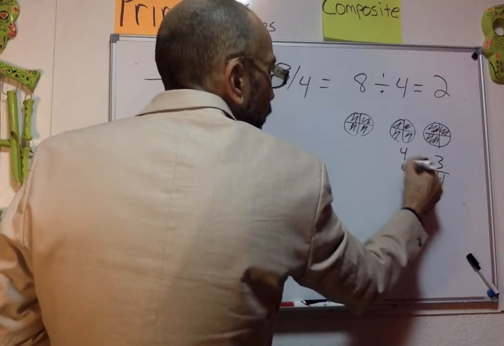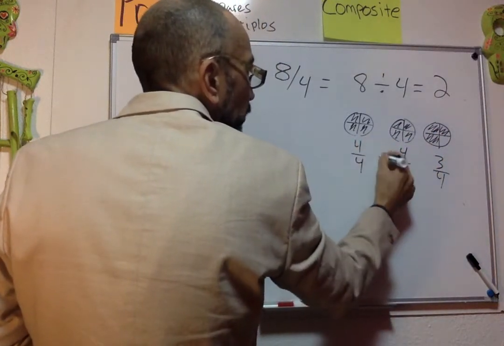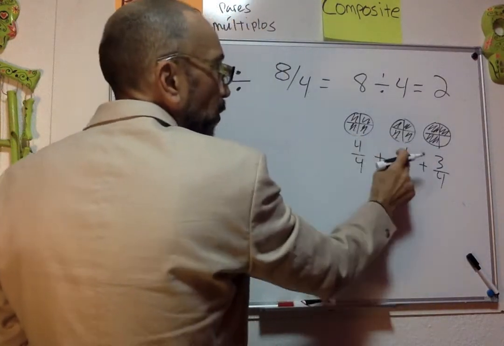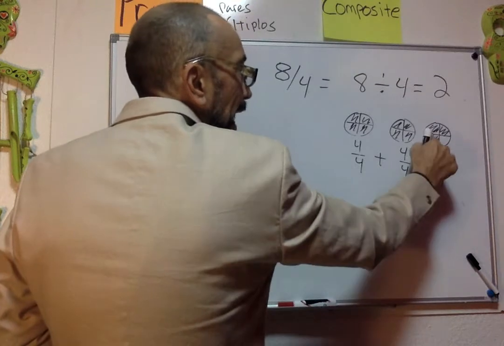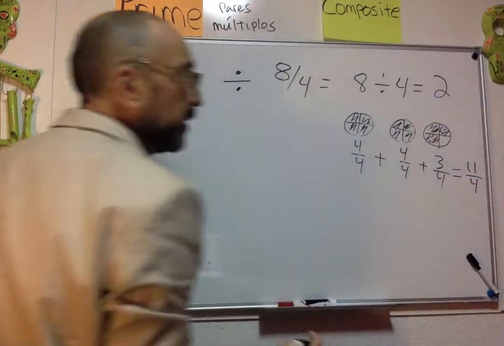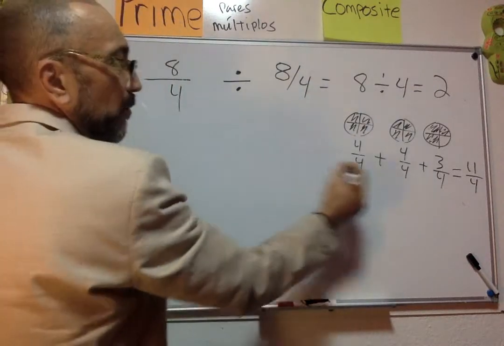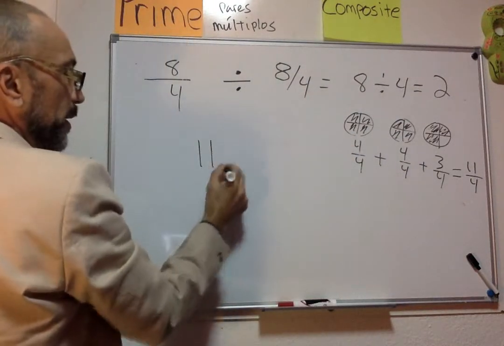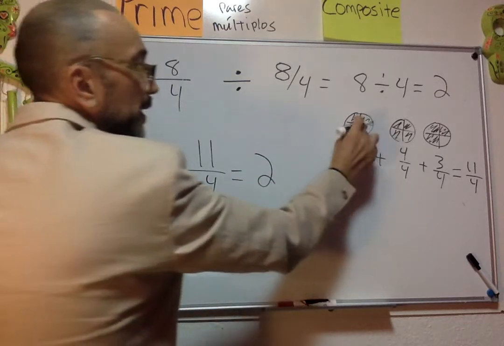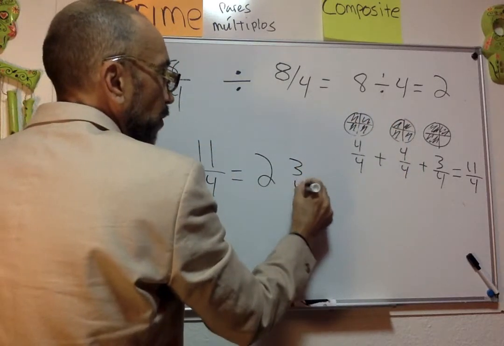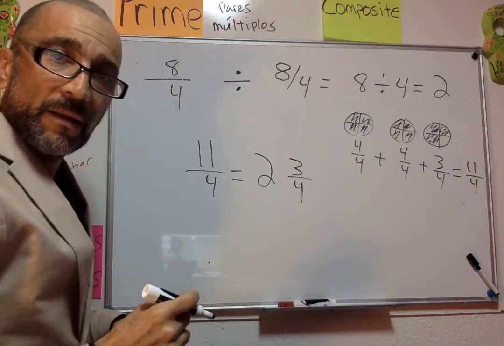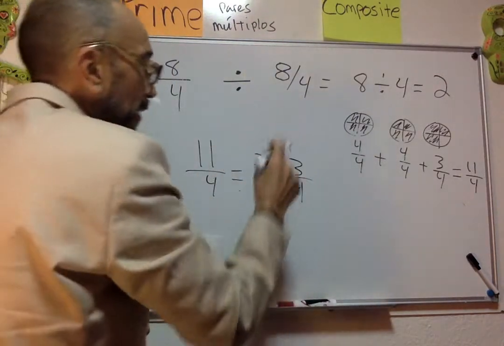This one's 4/4. This one's 4/4, right? So if you add the slices up, we got 4 and 4 is 8, 9, 10, 11. We have 11/4. But if we look at it, what 11/4 is, let me put it over here, that really equals 2 whole pizzas and 3/4. Thus, the mixed numeral. Okay? That's how it's going to look.